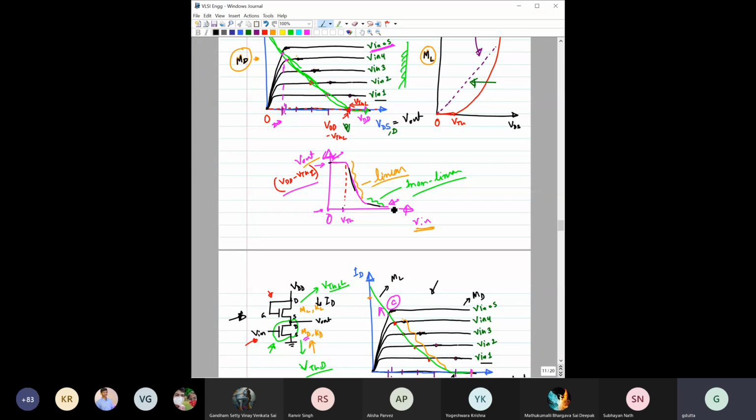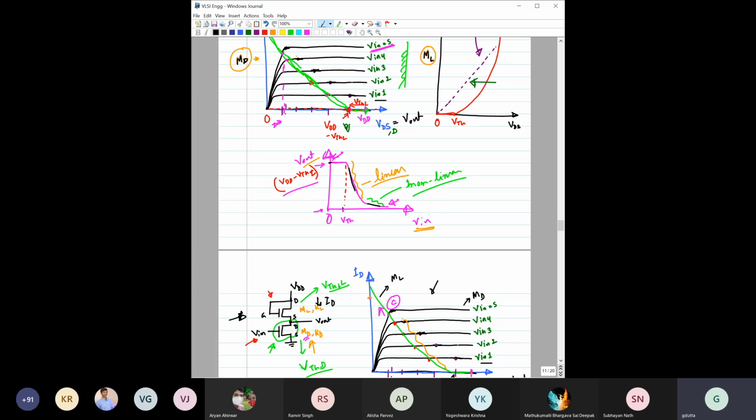And also this VOL dash, that is not equal to 0. So both the highest output and the lowest, the maximum and minimum output, are not equal to the rail voltages. So that is also another disadvantage. Why is this a disadvantage?